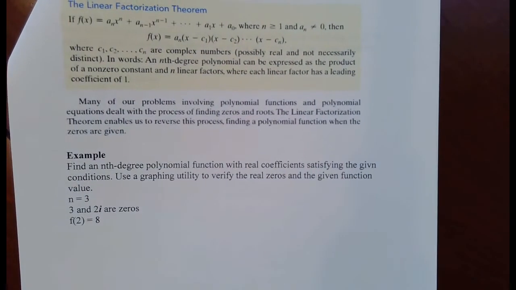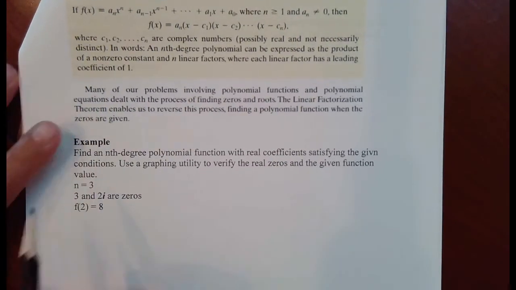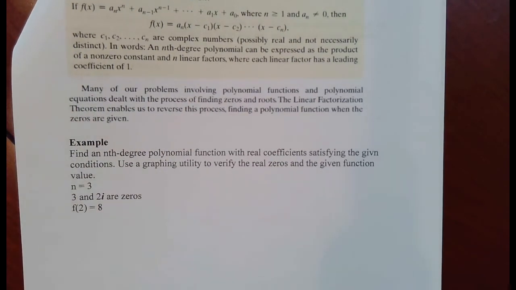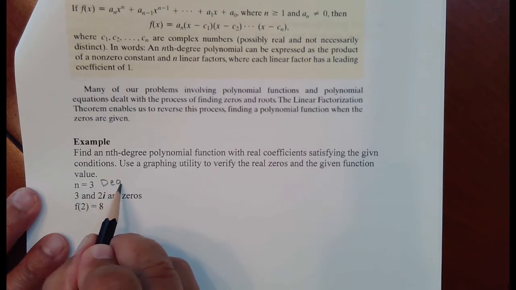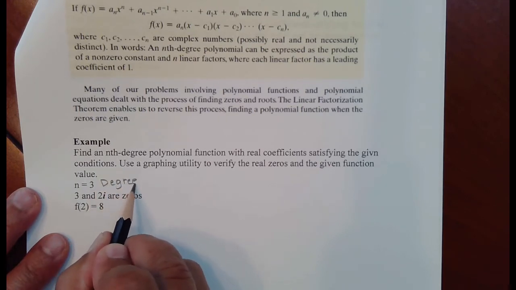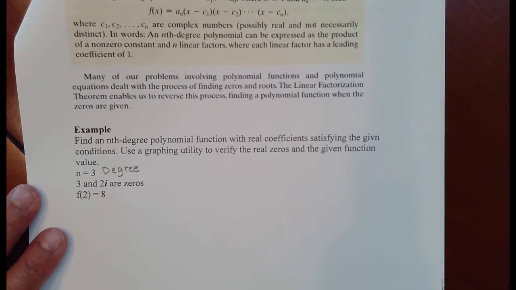Okay, now moving in the reverse order, where instead of being given the polynomial and you look for the solutions, now we're going to give you the solutions and you come up with the polynomial. So right now, by being told that n is equal to 3, this refers to the degree of the problem. So when you get done with this problem, you should have x to the 3rd degree in there.